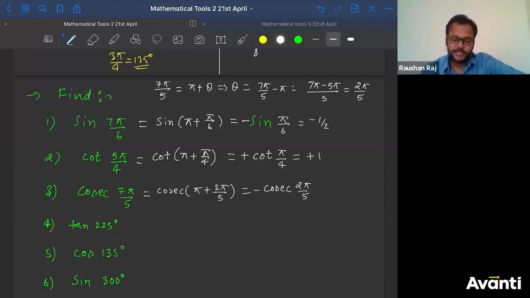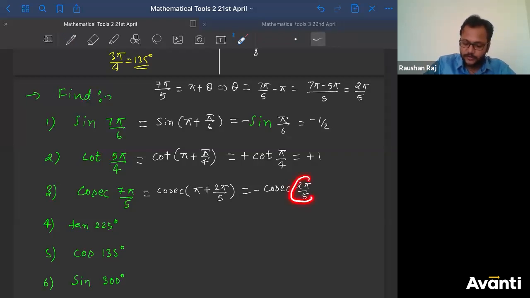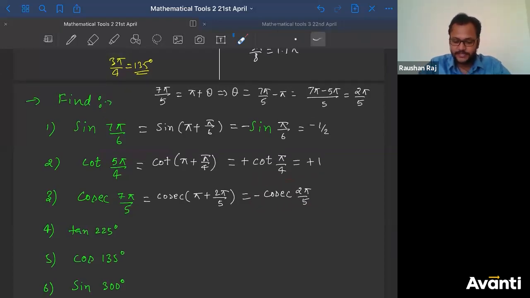But see, in the option, now I know the value of cot pi by 4, so I should code the value. But see, the same problem, third one: I don't know the value of cosec 2 pi by 5, so I'll code this as the answer only. These are standard values. We know the values of cos 45, sin 45, cot 45, so I should be writing +1 here, right? But 2 pi by 5 is not a standard value. We don't know the value of cosec 2 pi by 5, so I'll not write that. I'll code this as the answer only.